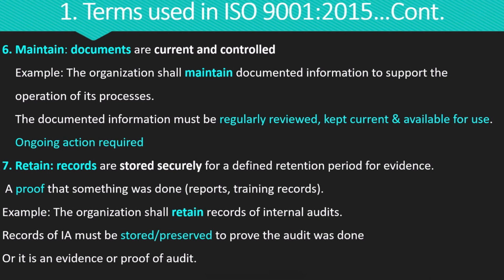Maintain is mainly used for the documents, and the last term is "retain." Retain is used for records or for evidence. Records are stored securely for a defined retention period. For evidence, a record is just proof that something was done, like reports, retained records, and so on. For example, the organization shall retain records of internal audits, meaning records of internal audits must be stored or preserved to prove that the audit was done.